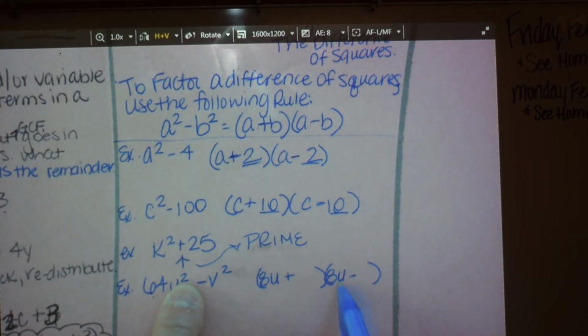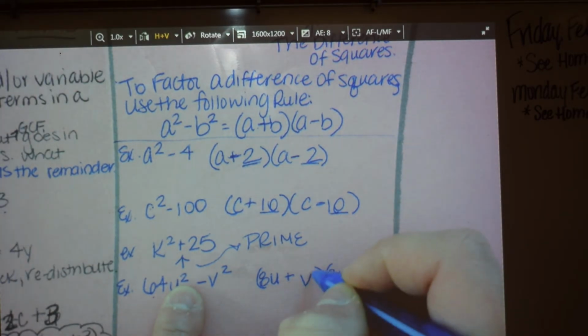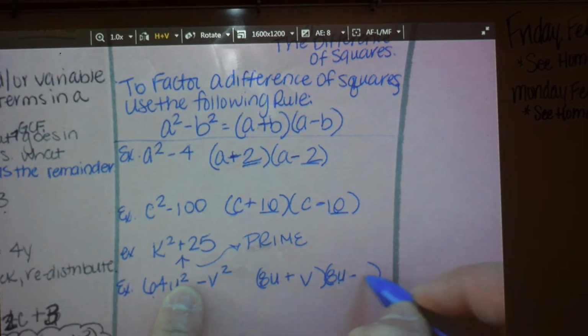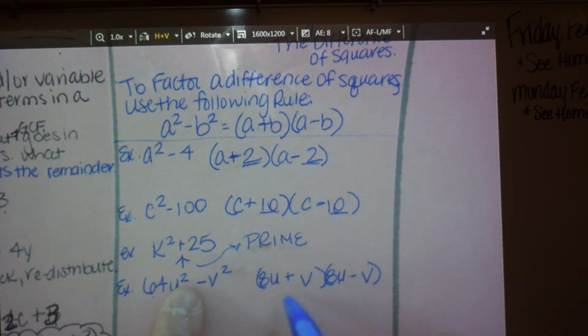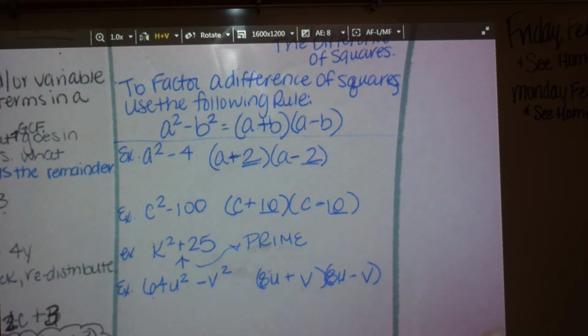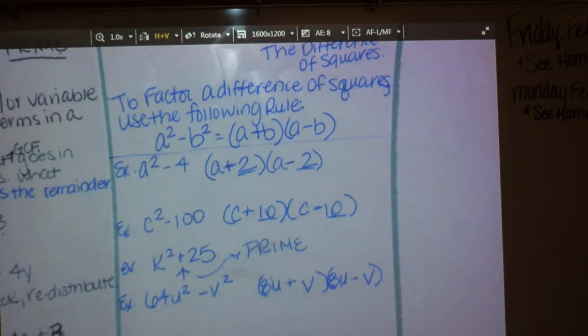So that's done. And then we need to figure out v and v, because if we FOIL, we have 64u squared, 8uv, which is negative, 8uv, which is positive, so they cancel each other out, and then we're left with negative v squared, so we know it's correct. Okay, so it's all about patterns in algebra.